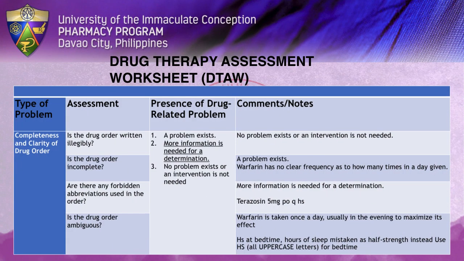Drug therapy assessment worksheet. Type of problem: completeness and clarity of drug order. Is the drug order written illegibly? No problem exists. Is the drug order incomplete? A problem exists. Warfarin has no clear frequency as to how many times in a day it is given. Are there any forbidden abbreviations used in the order? More information is needed for a determination of terazosin 5 mg per oral at bedtime. Is the drug order ambiguous? Warfarin is taken once a day, usually in the evening to maximize its effect. HS, at bedtime, can be mistaken as half-strength, so instead use the word bedtime.